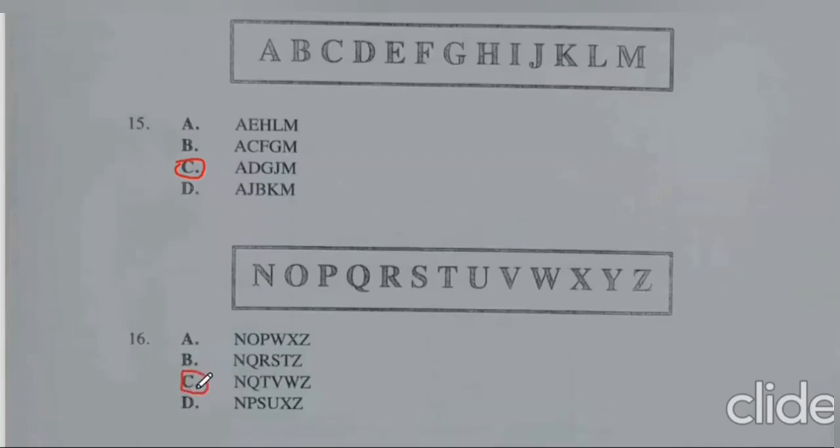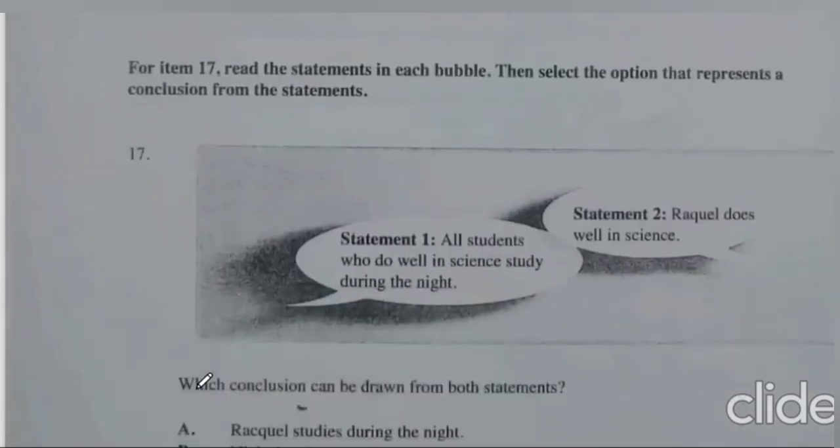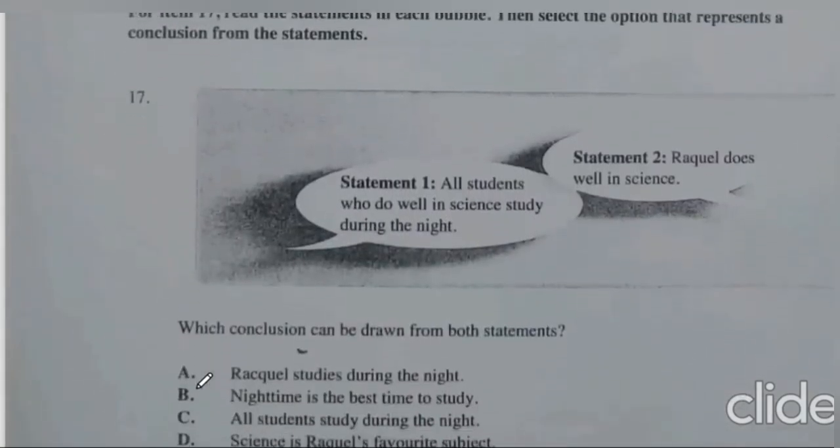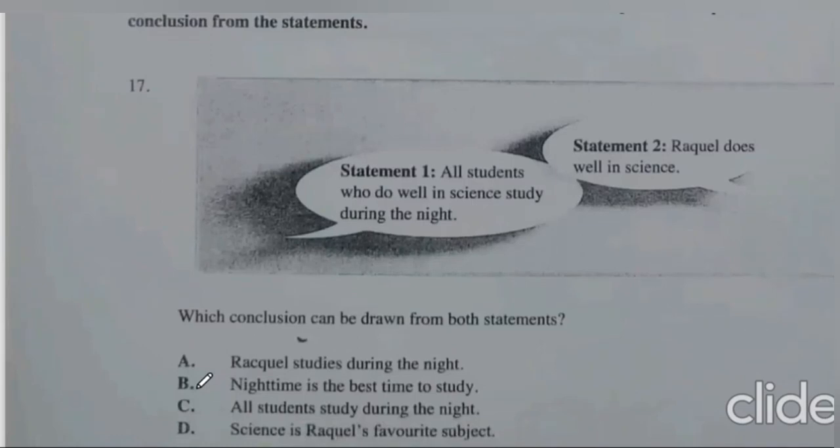All right. Okay, let's move to our next one. For item 17, read the statements in each bubble, then select the option that represents a conclusion from the statements. Statement 1 says, all students who do well in science study during the night. So that means the ones who don't study in the night, they didn't do well.